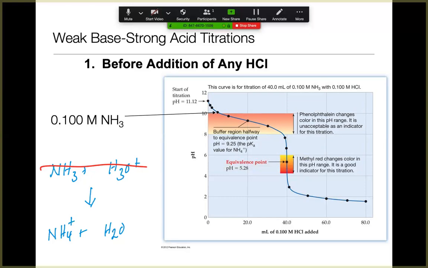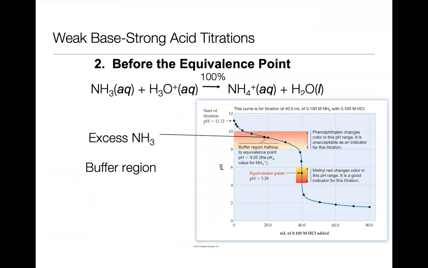So we keep titrating. Once we've gone beyond the amount of ammonia we have, effectively all I'm doing is adding more acid to the water, and you get that rapid drop in pH. So you get that S-shaped curve. And that's what we're looking for when we're talking about titrating a weak base with a strong acid, right? Effectively, it's a mirror image of what we did with a strong base, weak acid titration.